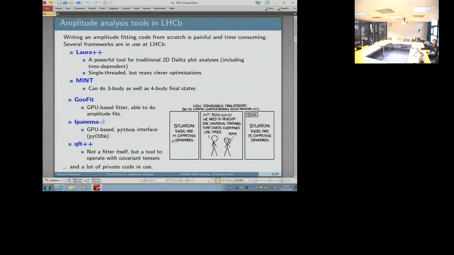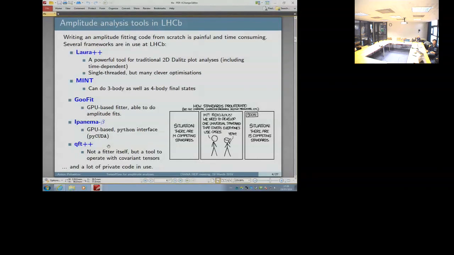There is Mint, which can do 3-body as well as 4-body final states. There's, I guess everyone knows here, GooFit, which is a GPU-based fitter, also able to do amplitude fits. There's Ipanema, which is also GPU-based, but uses a Python interface, which I'm not very familiar with, but I think it's also used in a couple of analyses at LHCb. There's a nice tool called QFT++, which is not a fitter itself, but a tool to operate easily with covariant tensors. So in principle, you can write a fitter based on it.